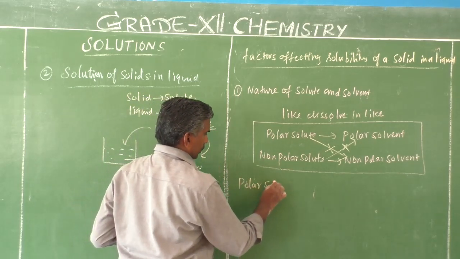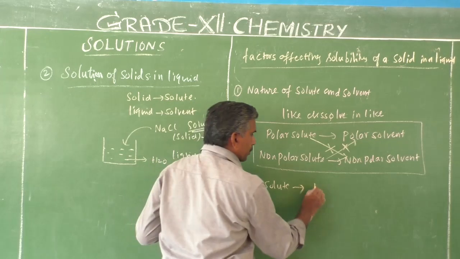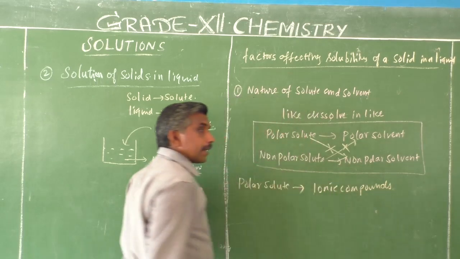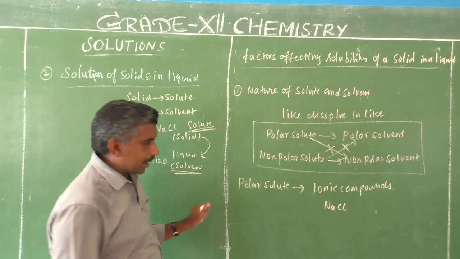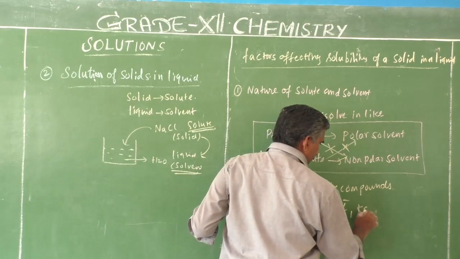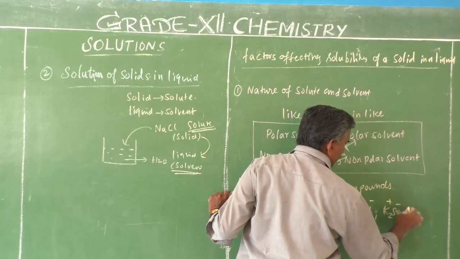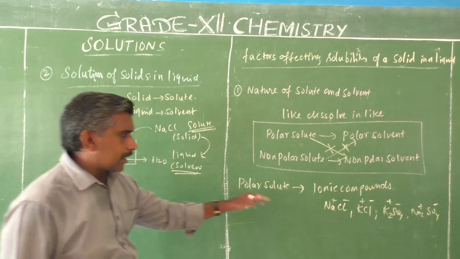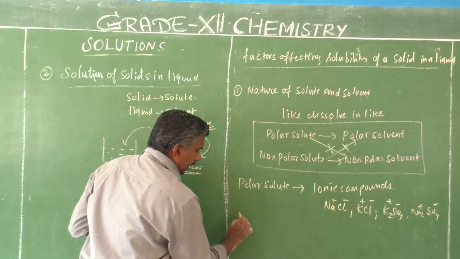What is the meaning of polar solute? Solutes containing charge, particularly ionic compounds. Examples: sodium chloride, an ionic compound because of the sodium ion and chloride ion. Potassium chloride, positive and negative. Potassium sulfate, sodium sulfate, positive and negative. These salts dissolve in polar solvent.